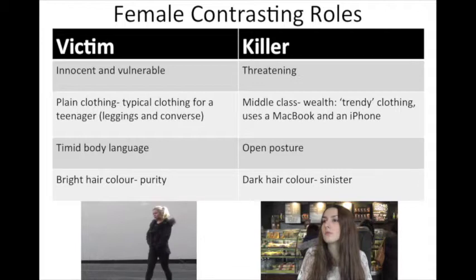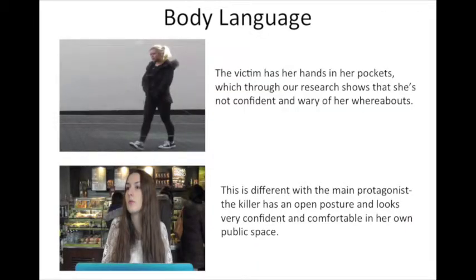She also has open posture, which symbolises that she's quite confident, and she also has a dark hair colour, which represents her sinister personality. Body language-wise, the victim has her hands in her coat pockets, which throughout our research shows that people hide their hands in their pockets when they're nervous, not confident, and wary of their whereabouts, which is what we wanted to portray for this character.